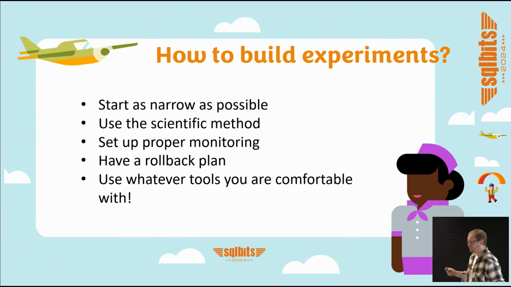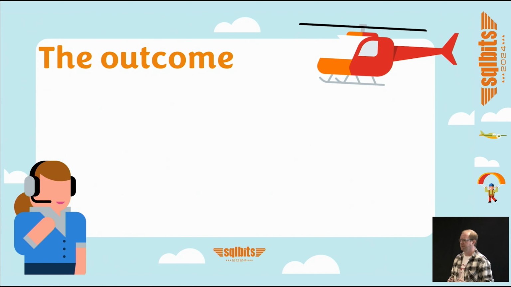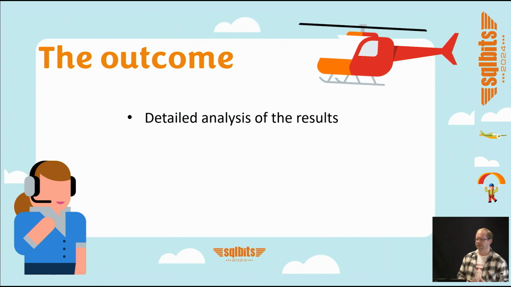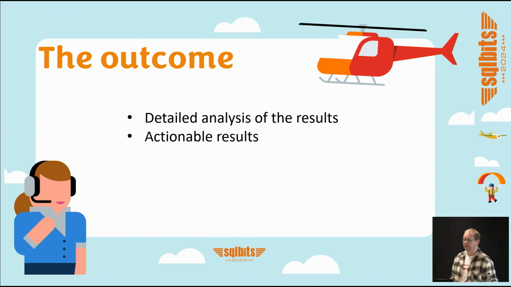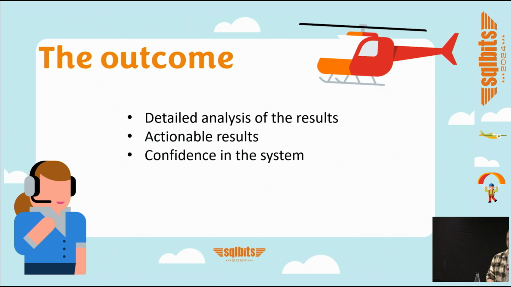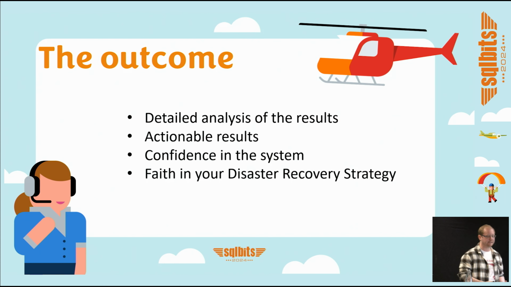Okay, so what is the outcome of all of this? What are we trying to get to? Well, we want a detailed analysis of the results. If, say, our DR test has gone well, we have built confidence in our systems. We are happy that when we really need them, things will work as expected. But if they don't, we want some actionable results, because we can then go and apply them back to our systems and run our tests again to get that confidence back in our systems. And what we're doing here is building things up, increasing our confidence, so that eventually we have faith in our disaster recovery strategy.